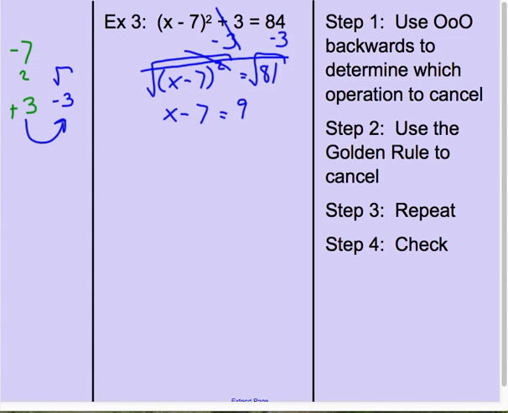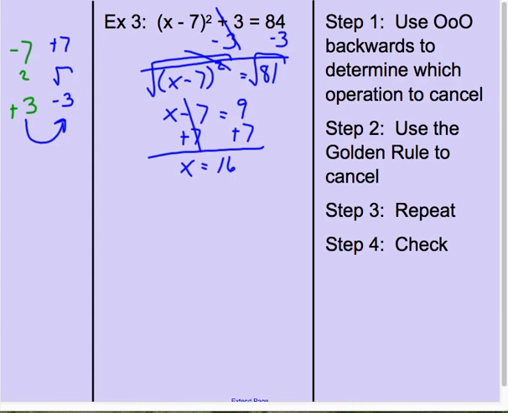Looking back at my left-hand column, the opposite of subtracting 7 is adding 7. So I will follow the golden rule and add 7 to both sides of my equation. Why am I adding 7 to both sides? To cancel my subtraction of 7, simplifying and leaving me with x, and 9 plus 7 is 16.